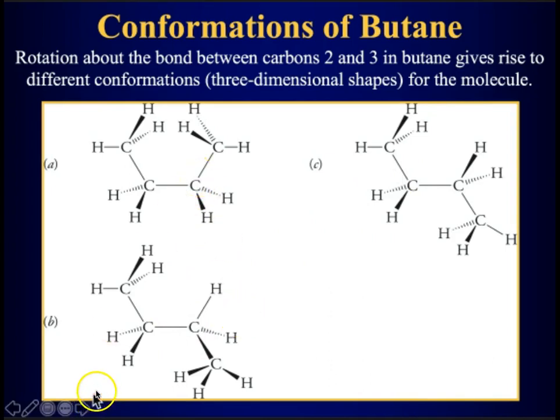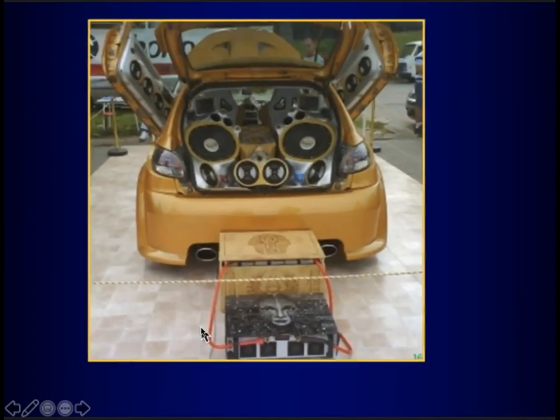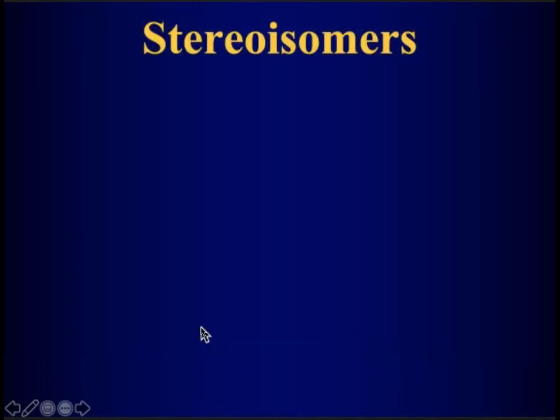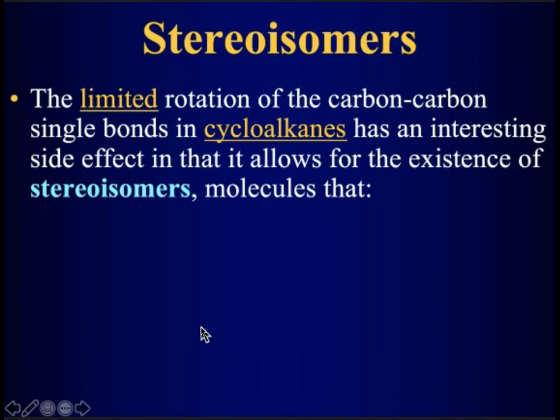So we can't talk about isomers with these single bond rotations because these molecules are constantly rotating. Since they're constantly rotating, it's not a different bond structure, it's just a different three-dimensional shape. So let's look at how that differs from stereoisomers. So we go back to our cycloalkanes.